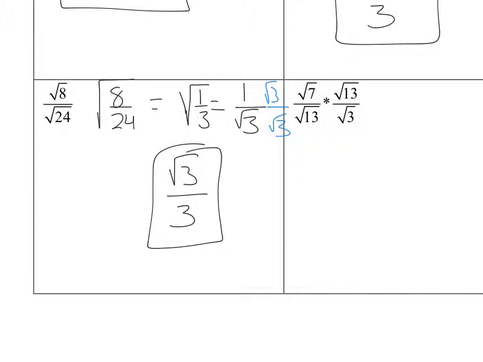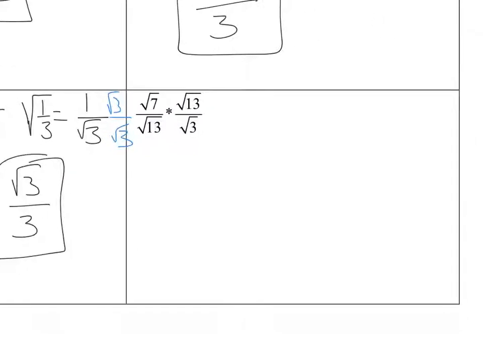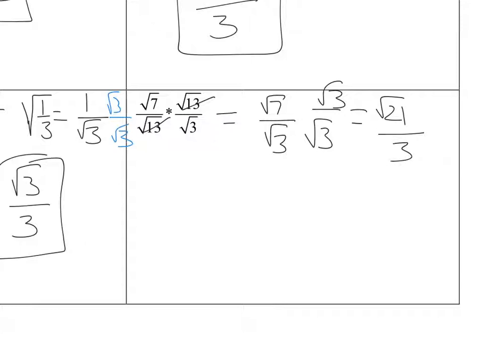Now here, see how square root of 13 and square root of 13 are there? So that means cross them out. So you have this, square root of 7 over square root of 3. So again, multiply by square root of 3 over square root of 3. You get square root of 21 over 3. Cannot be simplified, so we're good.